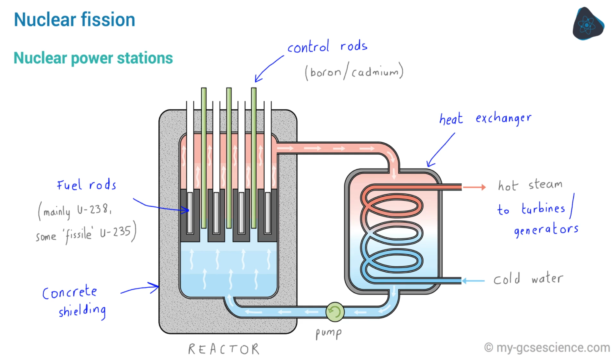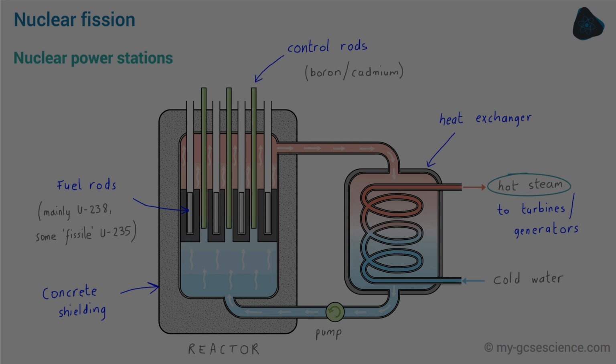Everything else about how a nuclear power station works is almost identical to how a coal, oil or gas-fired power station works. In this power station, cold gas is pumped into the reactor core, where it's heated by the energy released by the nuclear fission reactions occurring inside. Inside the heat exchanger, this hot gas heats up the cold water that's coming in from the right and turns it into steam. This steam then goes on to turn the turbines and generators which produce electricity.